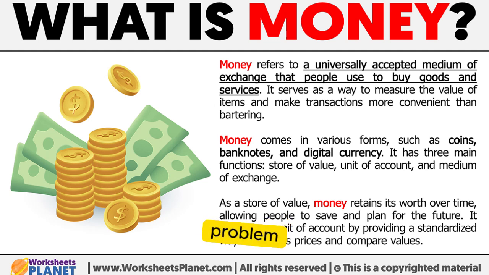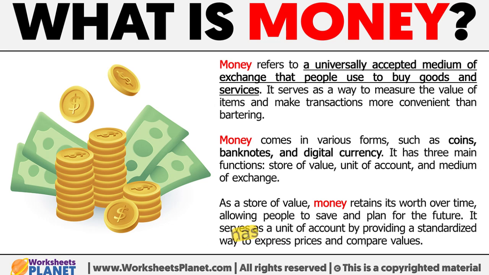Money solves that problem. It acts as this common denominator, a standard of value that lets us easily compare the worth of different things and make those transactions smoothly. So money, it greases the wheels of the economy. It facilitates trade and makes specialization possible, which is kind of essential for a complex modern economy, right?